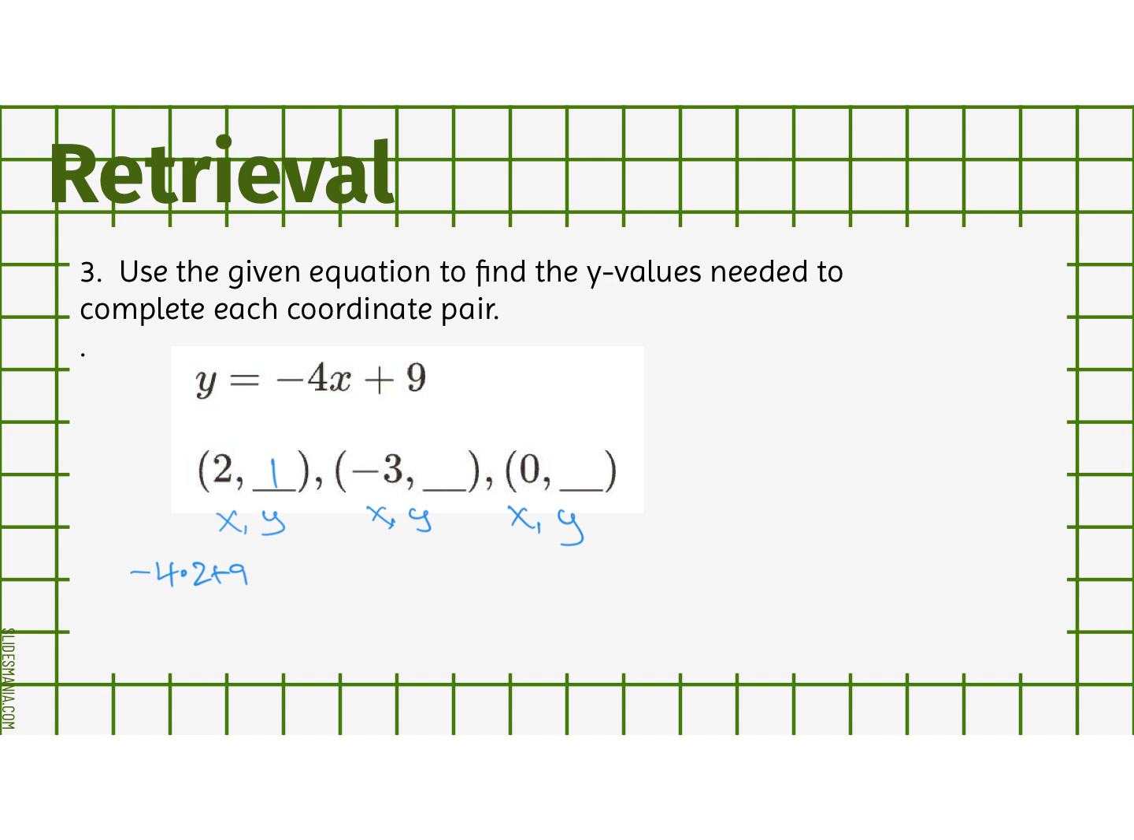Okay. Now let's do our next one. We're going to say -4 times -3 plus 9. So that's 12 plus 9, 21. And then we're going to say -4 times 0 plus 9. Well, that's 0 plus 9, so it's 9. So we're going to be using all of this to understand our practice problems. But again, this is why we did our starter this morning.